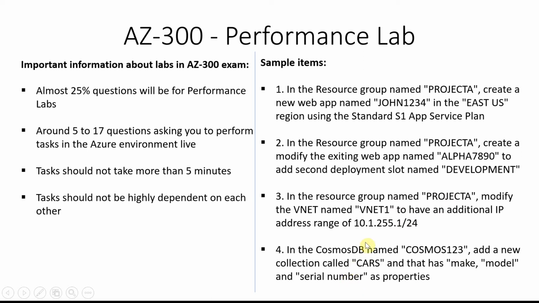This one is for Cosmos DB. They're asking to add a collection. In Cosmos DB, they're all called collections. So they're asking to create a new collection called cars, and in that they're asking to add fields like make, model, serial number, and all as properties. So it's like creating a table and adding column names to the table.